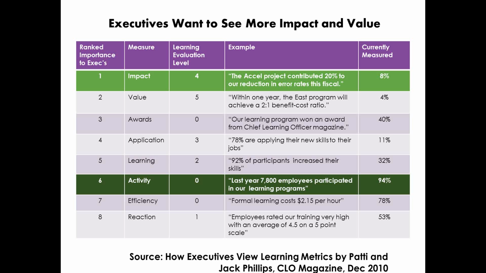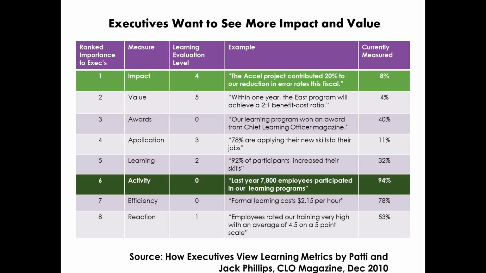You know, Kirkpatrick has the four levels of evaluation. Phillips added that fifth level. So a great contribution to the discussion about how to measure the impact of training. And this is what executives ranked from 1 to 8, forced rank, on what they're looking for. And these are the percentages in the right-hand column, or what's actually being measured. And this is some research published in CLO magazine in 2010.